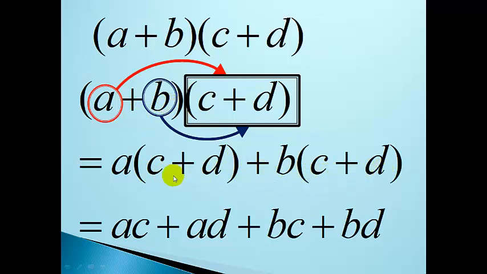Now this is expansion. A times c equals ac plus a times d equals ad plus b times c equals bc plus b times d equals bd. So that is how we multiply two binomials. We only expand, that is all.